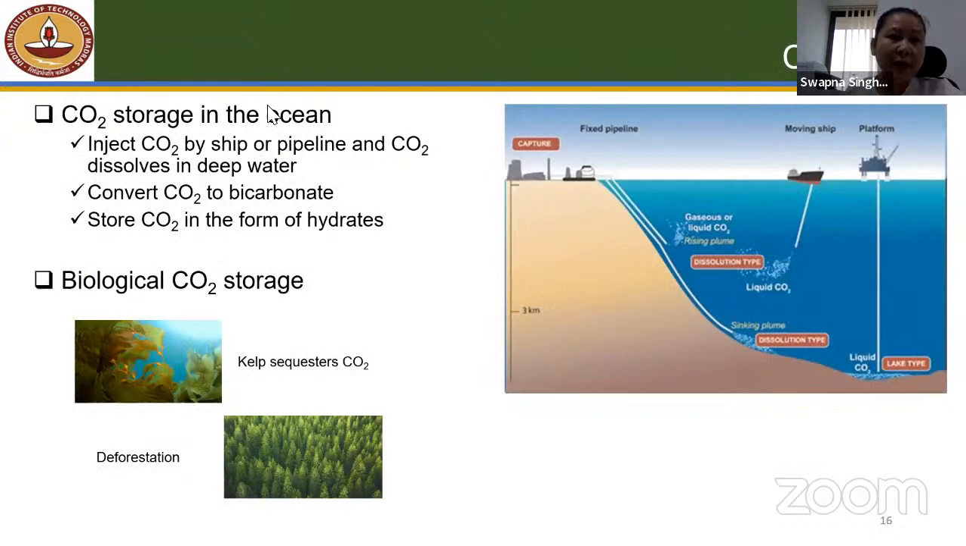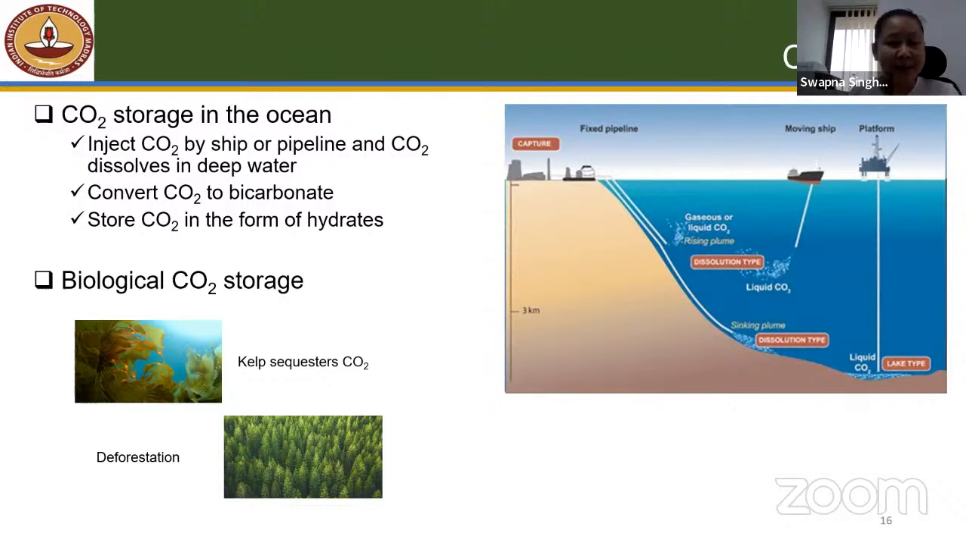Another option for CO2 capture and storage is CO2 storage in the ocean. You can inject CO2 into the deep water, and it will dissolve into the water, into the liquid. Then it can convert the CO2 into bicarbonate. Also, there is another form of storing CO2 deep underneath the sea in the form of hydrate. Means CO2 is a gas, but at high pressure and very low temperature it becomes like a solid hydrate. So this is also one way to store CO2 underneath the sea.